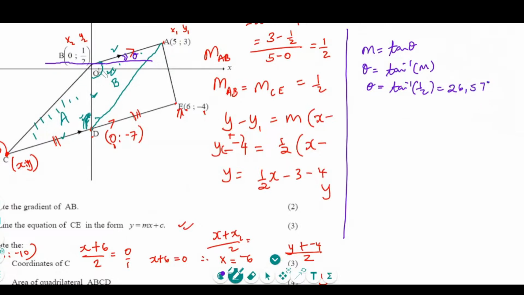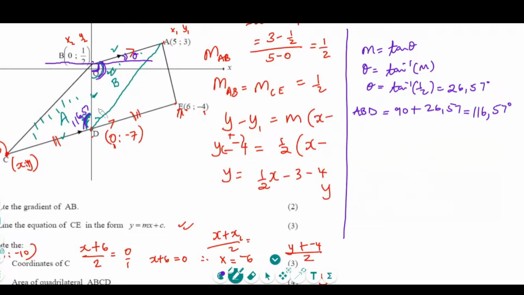But I know that this makes a 90 with this one. So my angle ABD is going to be 90 plus the 26,57. 90 plus 26,57 is giving me 116,57 degrees. I have this angle, and that will also be the same as this 116,57.